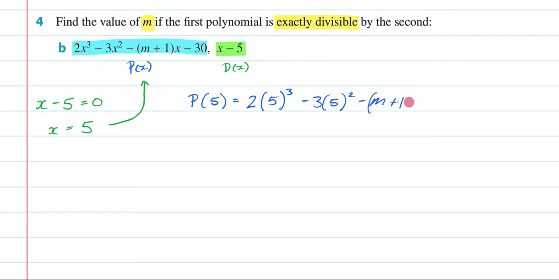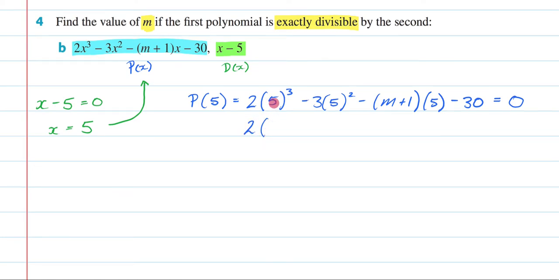Don't forget the brackets. Whoops, let me try that again. Brackets are all important. m plus 1, 5 minus 30. Now, because it's a factor, this is going to be equal to 0. There's going to be no remainder. So now I'm going to answer this.